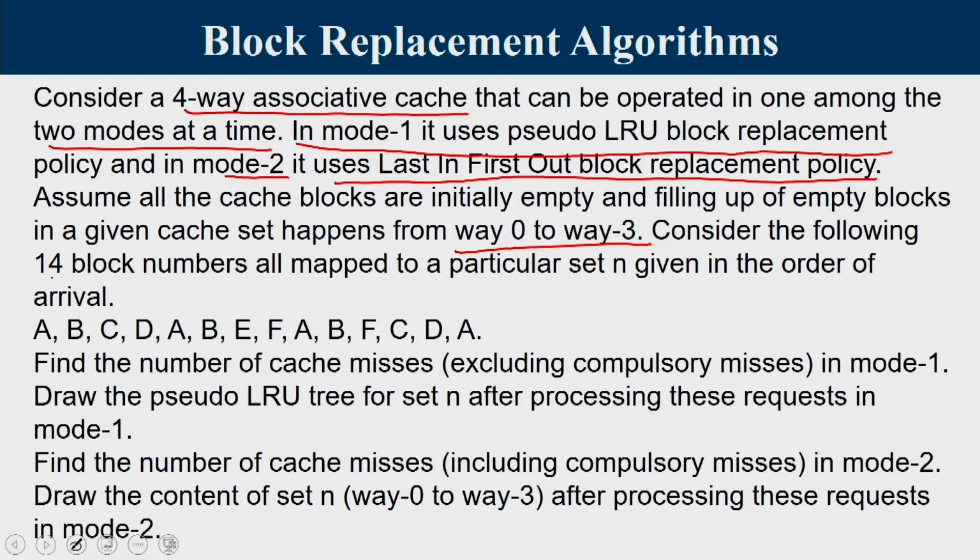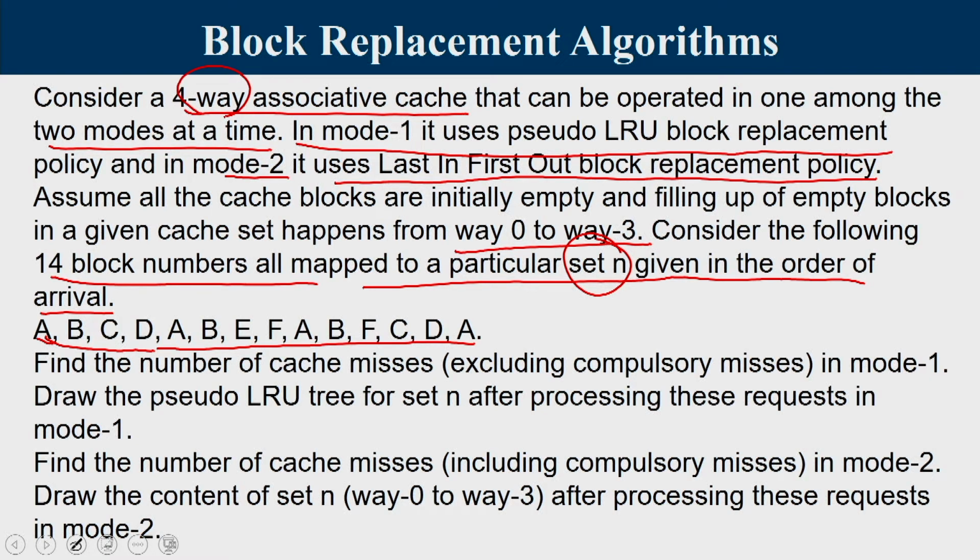Consider the following 14 block numbers that are mapped to a particular set, given in the order of arrival. These are the block numbers, all part of the same set. They are all mapping into the same set, so they have to be kept in the 4 different ways. It is a 4-way associative cache, so in the 4 different ways.